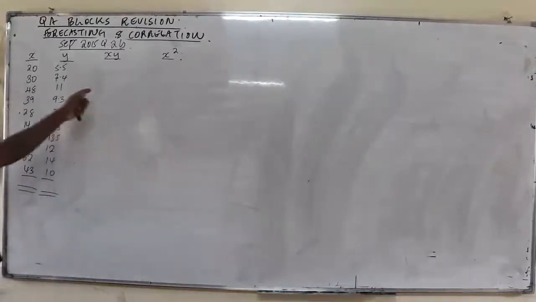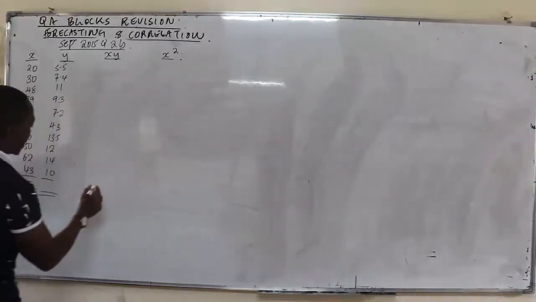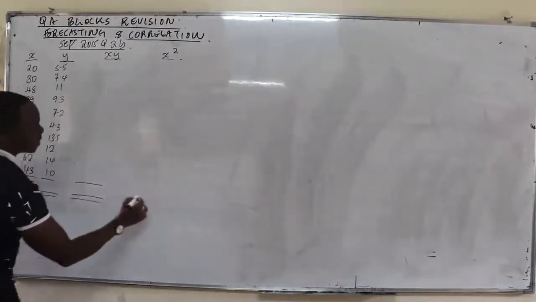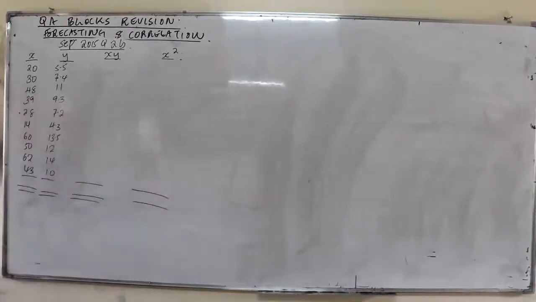Then we need to get the summation of XY and X squared. You can use a calculator or you can do it manually.